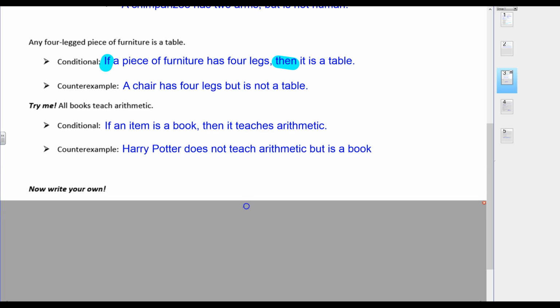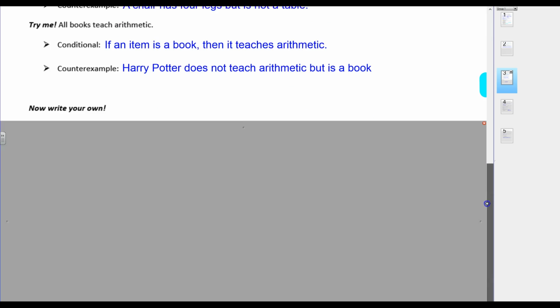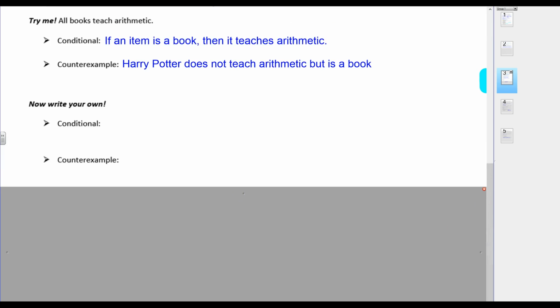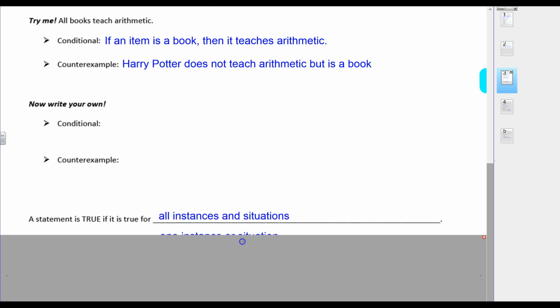So now I want you guys to take a minute and write your own conditional statement with counterexample. So go ahead and give me a false conditional statement and your own counterexample. All right, moving right along.